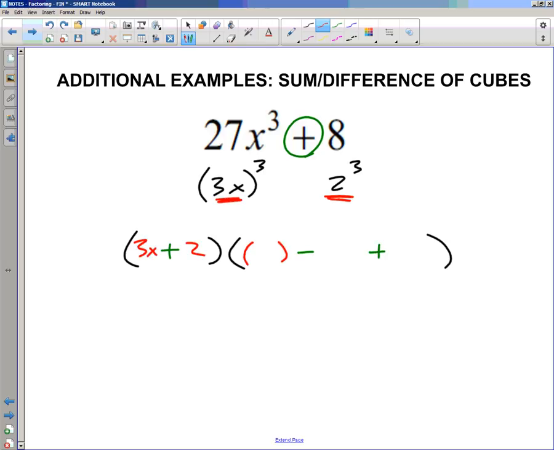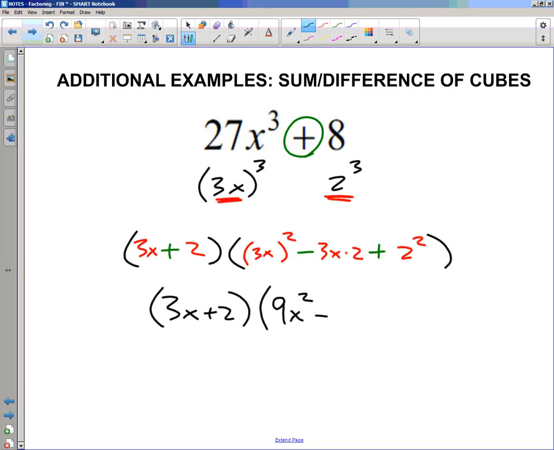We need to square them at the beginning and end of the trinomial. And in the middle, we multiply them together, 3x times 2. Let's go ahead and simplify and get our final answer here. 3x plus 2. Squaring both the 3 and the x would give us 9x squared. 3x times 2 is 6x. And 2 squared is 4.